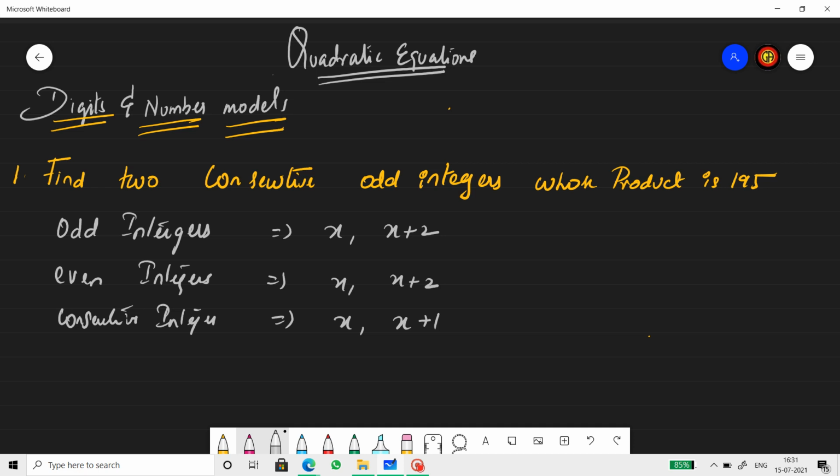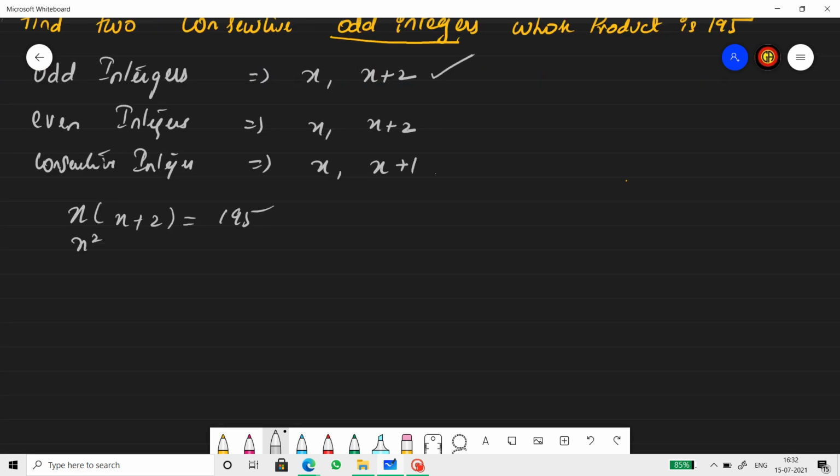So here it is consecutive odd integers. Hence, we take x and x plus 2. So, let the two integers be x and x plus 2. According to the question, the product of the two integers is 195. So, product is multiplication. x into x plus 2 equals 195. Now, let's multiply this. We get x square plus 2x minus 195 equal to 0.